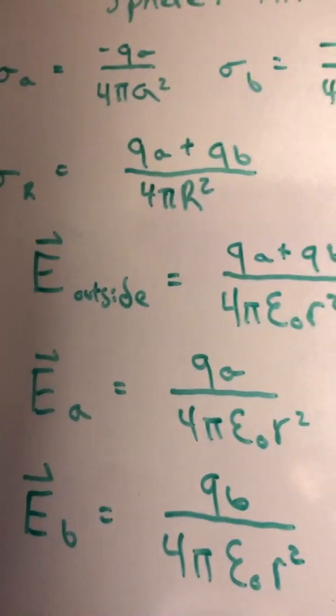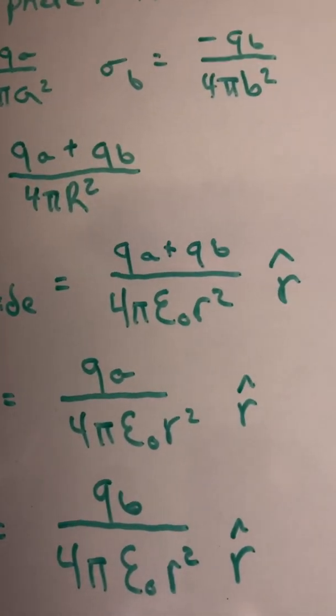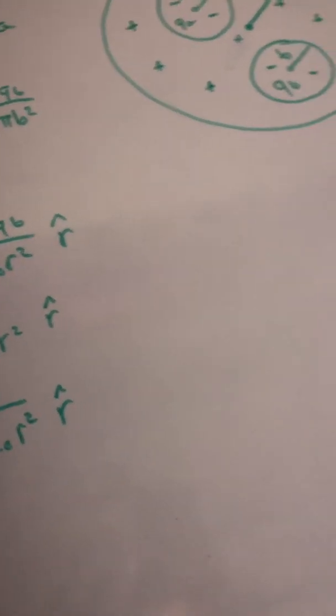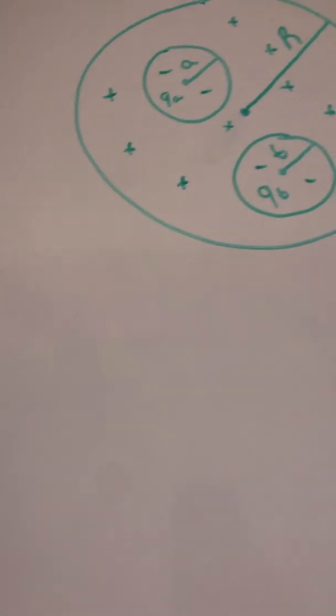So then for the E outside you would also have Q_A plus Q_B plus Q_C. But those are the only two things that would change, and there still wouldn't be any forces on the actual cavities. So that wraps up the problem.